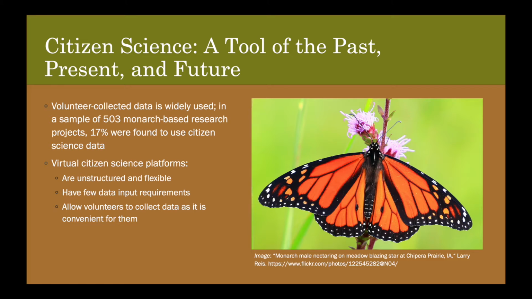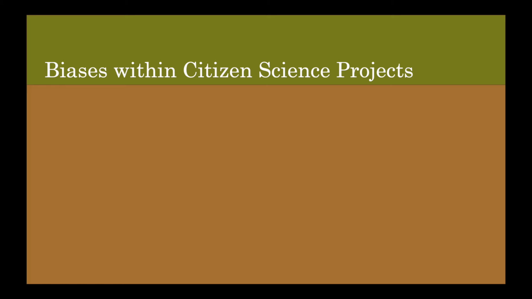However, because these data are becoming more and more common within research projects, it is important to understand whether sacrificing rigorous standards of data collection for the sake of public appeal negatively impacts the data and, subsequently, the studies which rely on them. Due to the opportunistic nature of citizen science data, spatial and temporal biases are not uncommon.